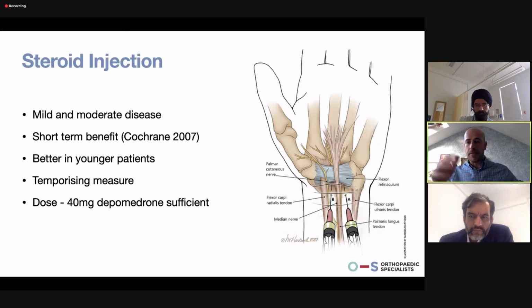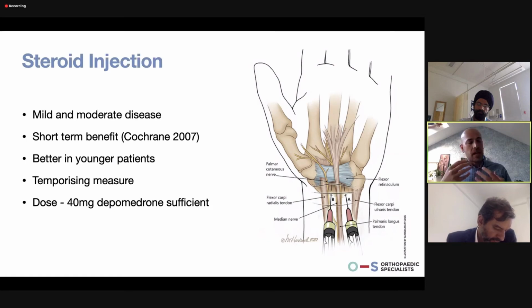Technique to perform it: an injection, obviously under aseptic technique, no touch technique. Between the palmaris longus, if one is present, and the flexor carpi ulnaris, just at the ulnar side of the wrist, just proximal to the wrist creases, and at an angle of about 45 degrees. I tend to inject within the carpal ligament as well as some into the carpal tunnel. My thoughts are that this can reduce some of the thickening of the transverse carpal ligament, but that's purely my thoughts on it.